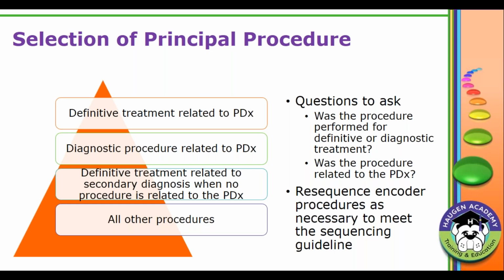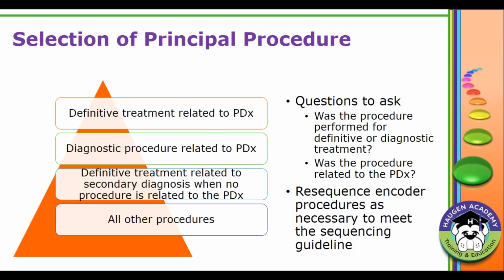So the questions that you need to be asking yourself is, why was this procedure done? Was it done to treat something? That's what they mean by definitive treatment. And secondly, was it related to the principal diagnosis or to a different code on the claim?